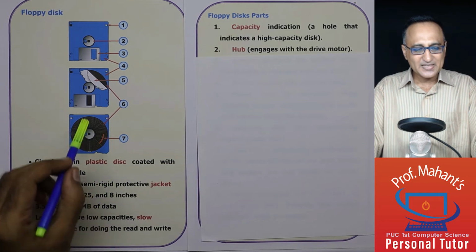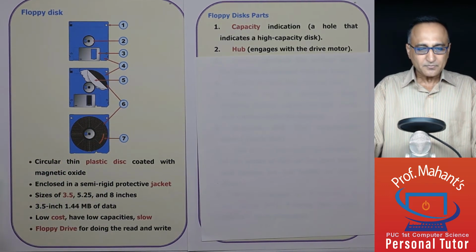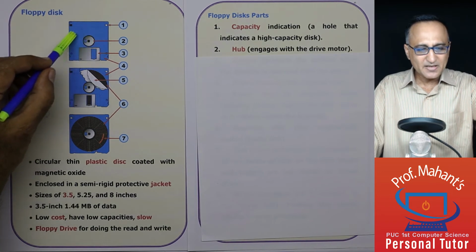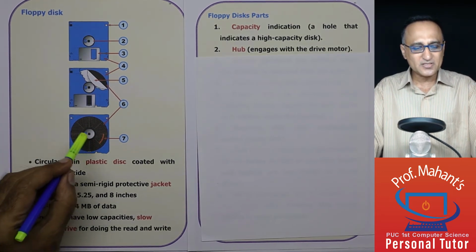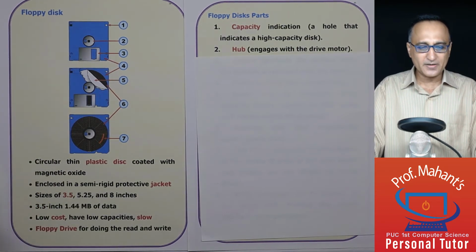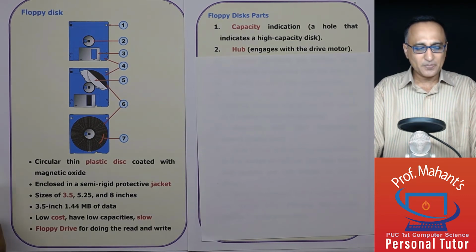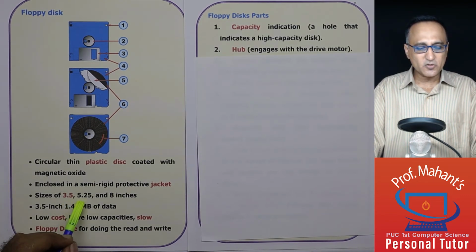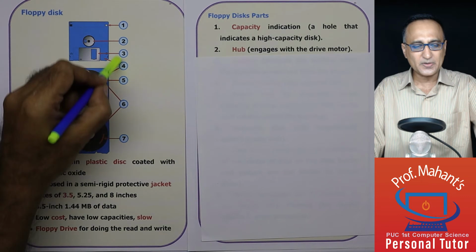It's a thin plastic disc which is coated with magnetic oxide. Now this blue fellow is a semi-rigid protective jacket, because this is plastic, it will easily get damaged, so this jacket protects it. There were different sizes of floppy disks. The common ones we used to use were 5.25 and 3.5 inch. 8 inches I myself have never used. That is the size of this particular disk.